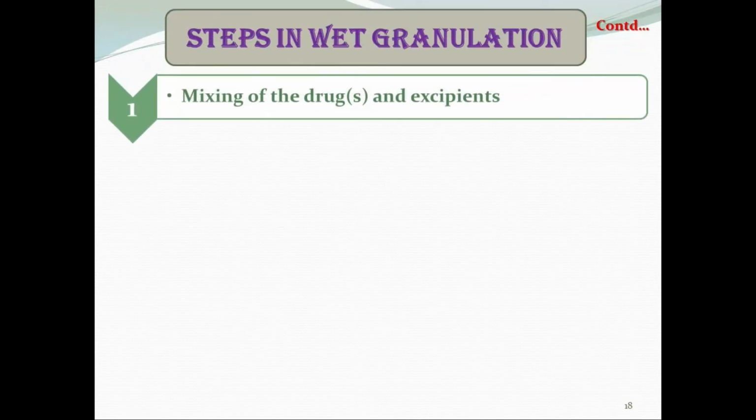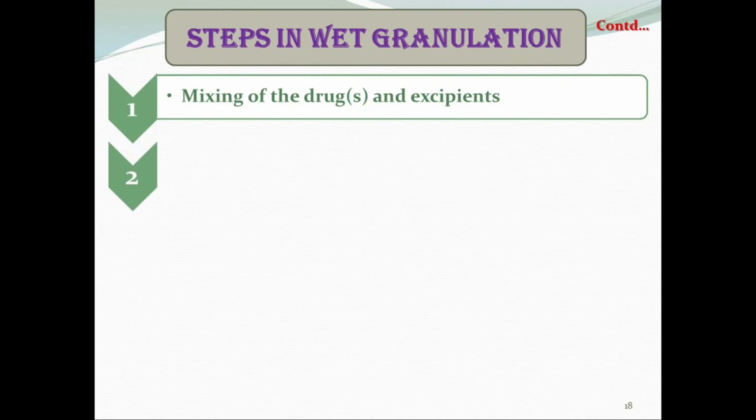Now we will see the steps in wet granulation. Which are the different steps in wet granulation? What happens in the first step? We always mix the drug and excipients, whatever you have, in a dry state.